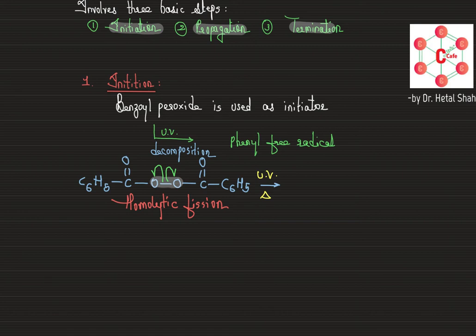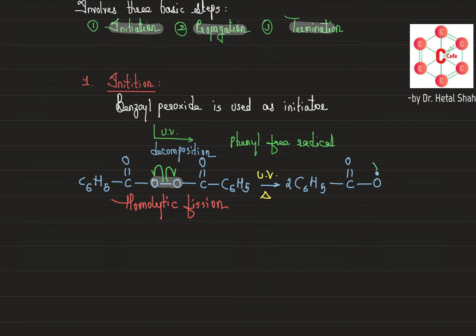This homolytic fission would lead to C6H5, C double bond O, and O free radical, two of them. Now, the free radical which is formed here is not exactly a benzoyl free radical; this is actually a benzoate free radical. So what we can do is, this would further undergo loss of carbon dioxide.